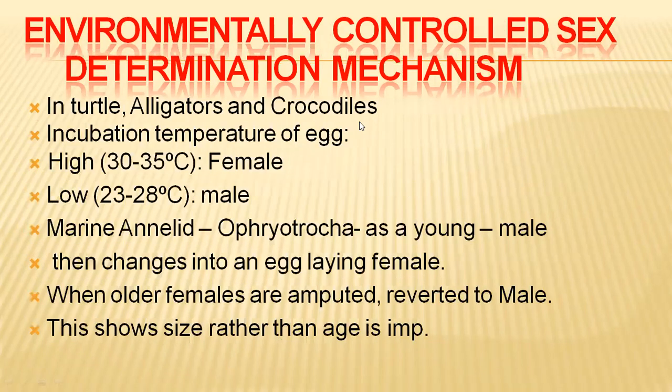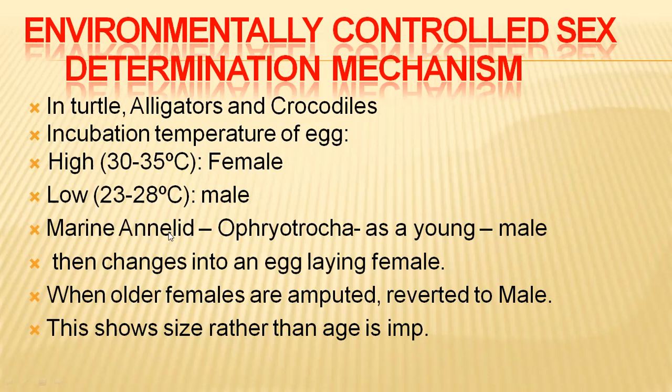And the next one is environmentally controlled sex determination mechanism. This is best seen in many reptiles like turtles, alligators, and crocodiles. They lay eggs usually on seashores or river banks. Usually they dig pits in the sand and lay eggs in the sand. The temperature of that area decides the gender of the offspring. If the temperature is high, like 30 to 35 degrees centigrade, those eggs will develop into females. If the temperature is low, like 23 to 28 degrees centigrade, such eggs develop into males.